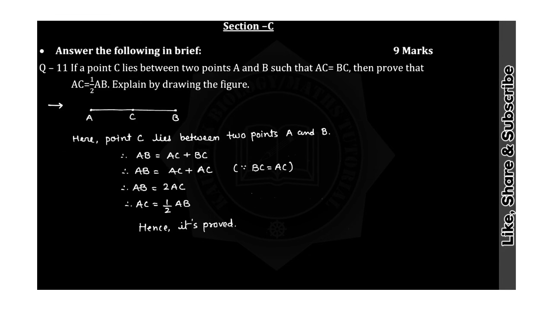Now consider question number 11. If a point C lies between two points A and B such that AC is equal to BC, then prove that AC is equal to 1 by 2 AB. Explain by drawing the figure.